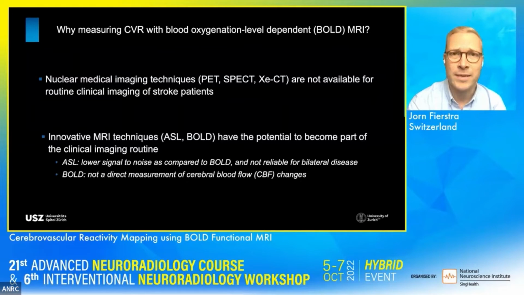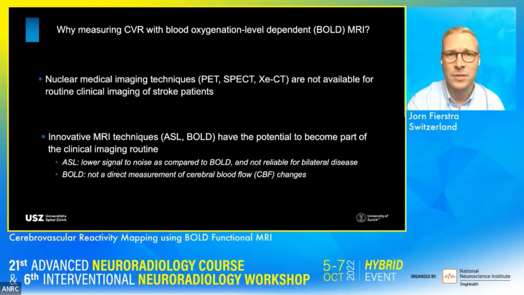That's why a lot of MRI techniques have been developed. The two most popular ones, I would say, most well-known ones, are the arterial spin labeling, ASL MRI, or the BOLD MRI. And since they're MRI-based techniques, they also have the potential to become clinical imaging techniques. I just mention two disadvantages potentially of these techniques.